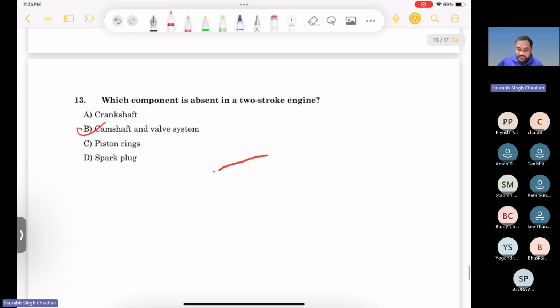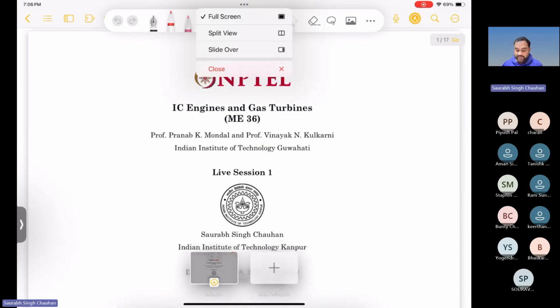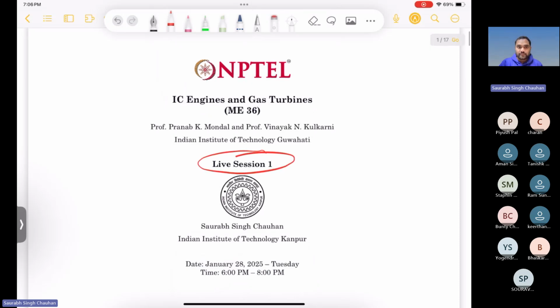This we call a live interactive session. Whenever you get the notification via mail, in the mail it will be written that it is a live interactive session. So please make it live and interact. Then we will be able to justify the name.